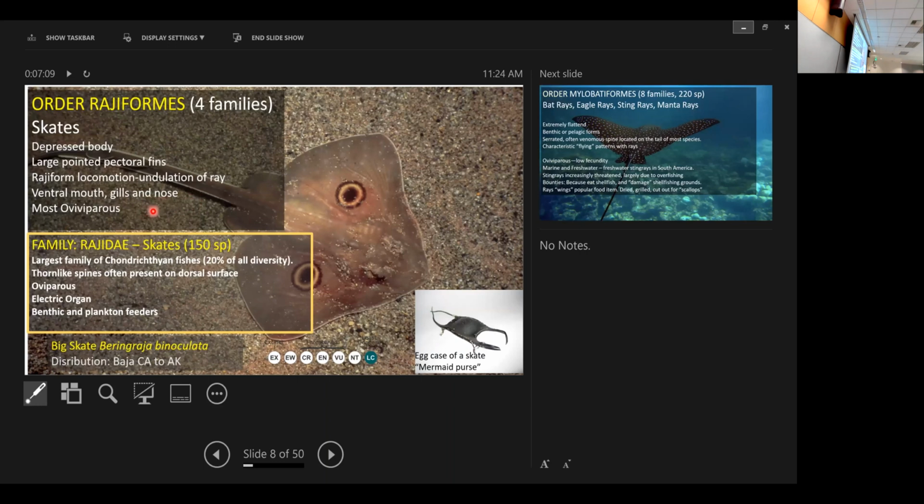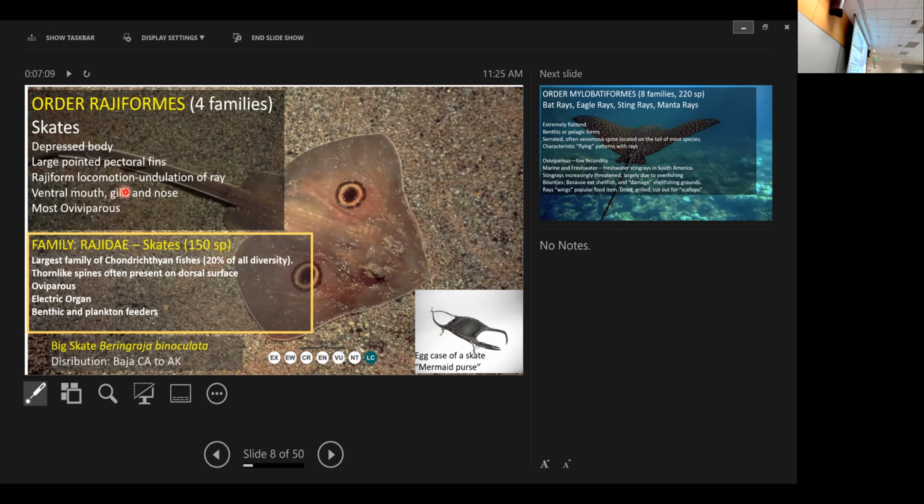Okay, so order Rajiformes are the skates. They have a depressed body, so they're much more extremely depressed. A characteristic of this group is that the pectoral fins are even more fused. They kind of have a triangular shaped head and pectoral fin structure because of the pointiness of the rays, as opposed to the roundedness of the electric rays. And again, like all the rays, everything's ventral, right, except for the spiracles and the eyes.